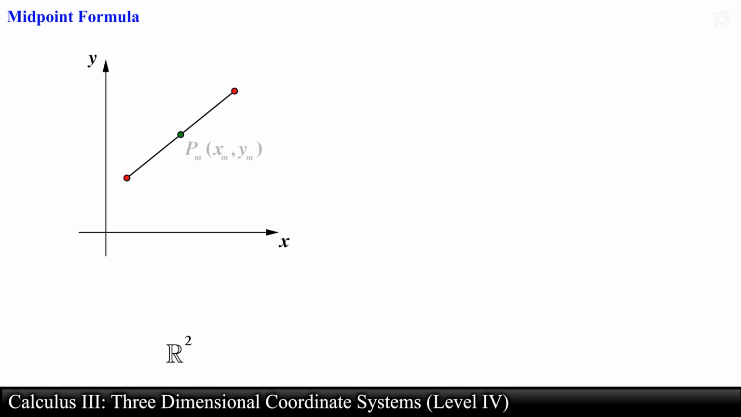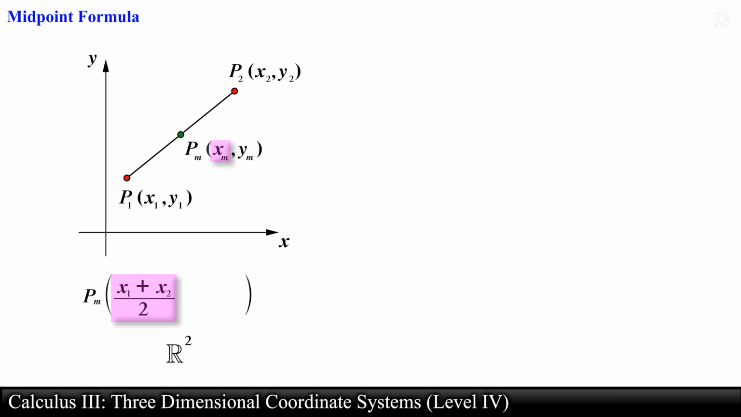Recall from your previous math classes that the midpoint of a line segment, denoted as P sub m, where m stands for midpoint, joining the points P1 with coordinates x1 and y1, and P2 with coordinates x2 and y2, has midpoint coordinates x sub m and y sub m equal to x1 plus x2 divided by 2 and y1 plus y2 divided by 2, respectively.